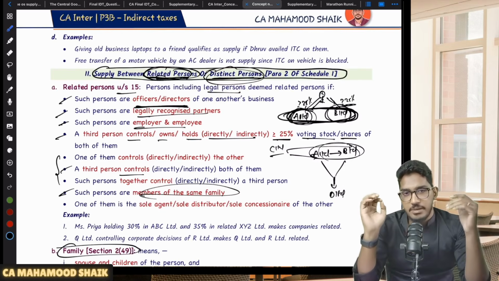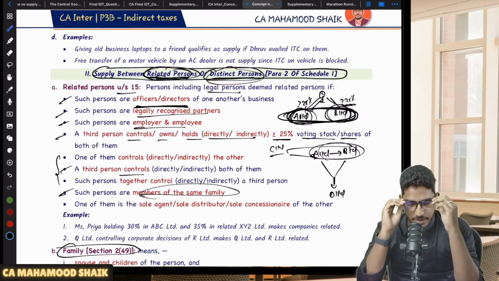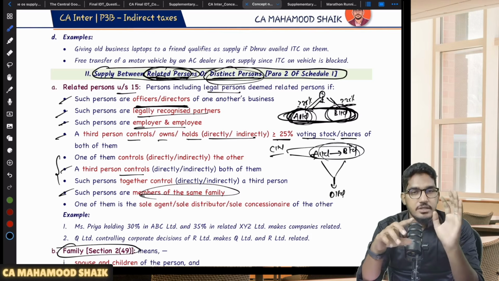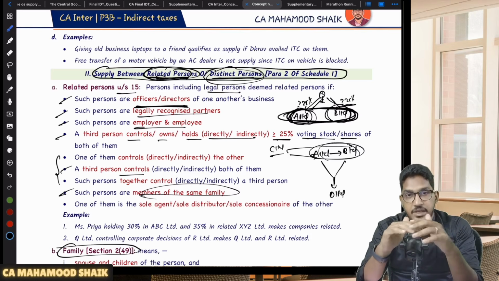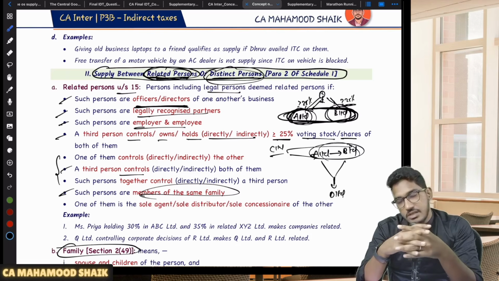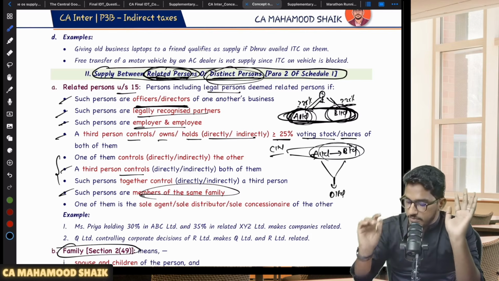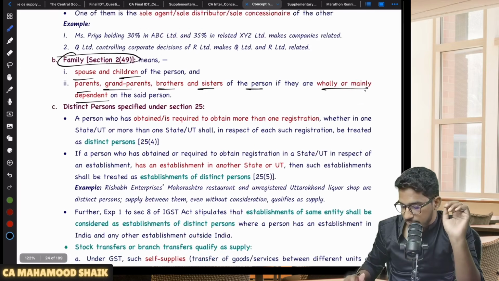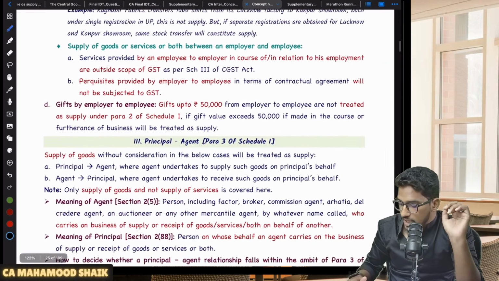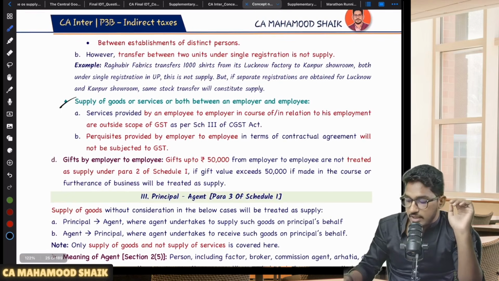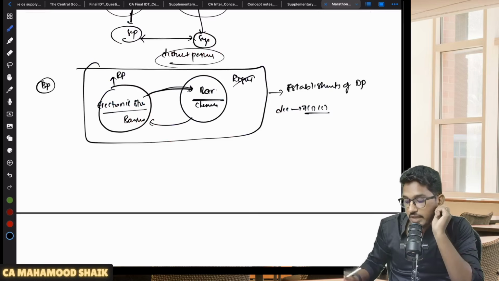So supply means supply. It could be supply of goods or supply of services either between related persons or between distinct persons under section number 25. Even if done without consideration, still it will be deemed to be supply, and on that GST will be payable. Okay, right. So this is what regarding para number 2. Now let us come to one more point regarding para number 2 that we have to understand.